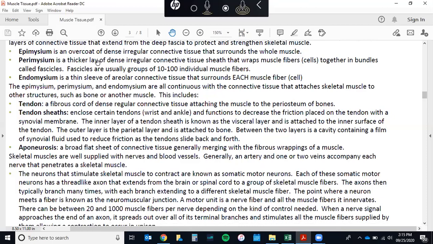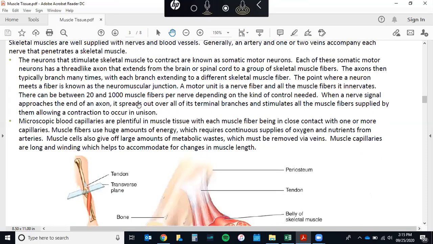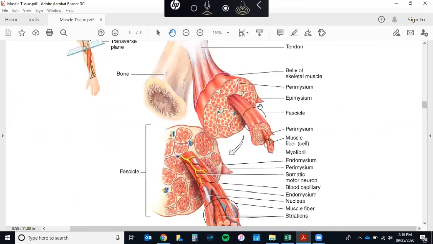This is a thicker layer of dense, irregular connective tissue. This sheath wraps around muscle fibers or cells and groups them together in bundles called fascicles. So it doesn't wrap around the fibers, it wraps around what we call fascicles, which are usually groups of 10 to 100 muscle fibers. This illustration shows that it's kind of a complex situation in how our skeletal muscles are organized. Many muscles are nice and tubular in shape, kind of a cylinder, long and skinny, about the same width all the way across. Not all muscles, but many of them are. If we open them up, like what we've done here, we can see that there are smaller cylindrical structures called fascicles.